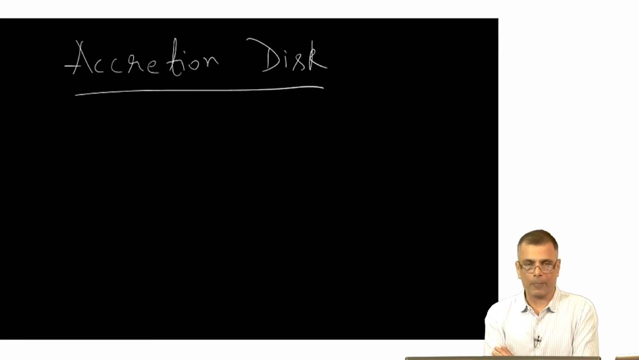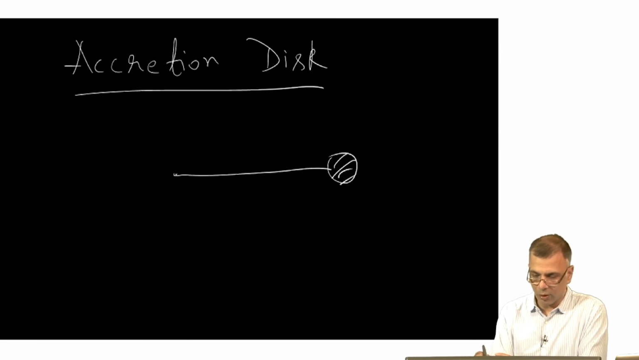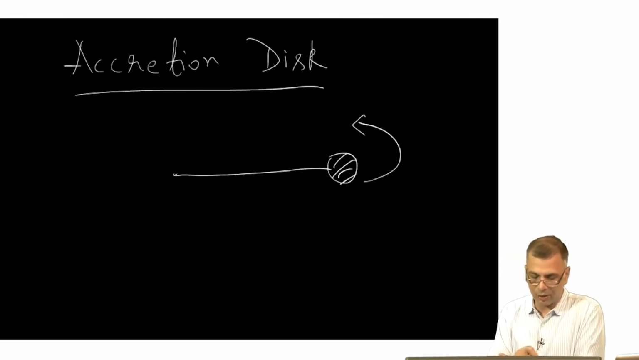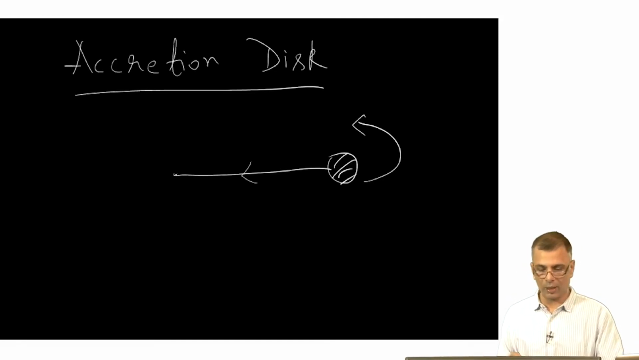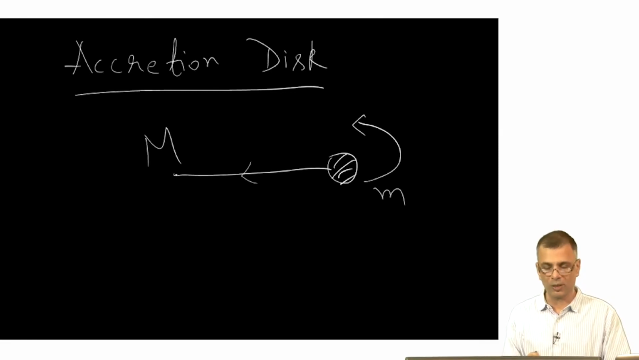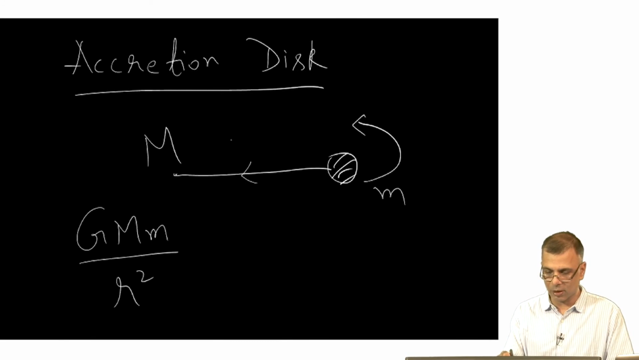Now, the first thing I want to introduce to you is that you're already familiar with the manner in which objects rotate around a central object. Consider, for instance, you are holding a string and you have a stone whirling around your head, right? So, consider two objects, point objects, a central object and a smaller object. Now consider the gravitational attraction, which would be some sort of GMm over r squared, where this is r, right?